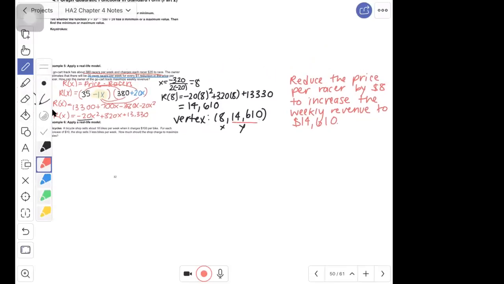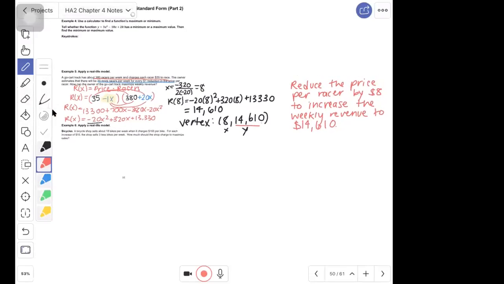So depending on what the price is, you're going to get a certain amount of racers. So in order to reach maximum profit, we need to reduce the price per racer by $8 to get to that maximum revenue. And when we reduce the price, we end up getting more racers, which will end up getting the company more money. Questions on this one?